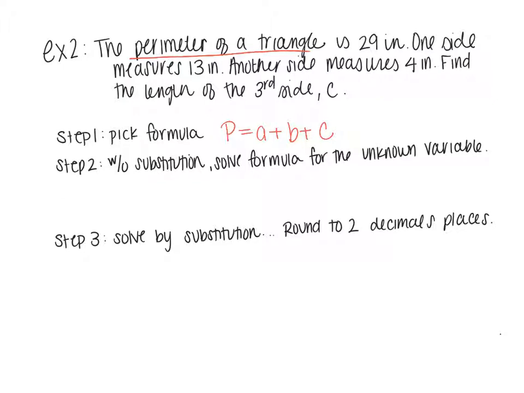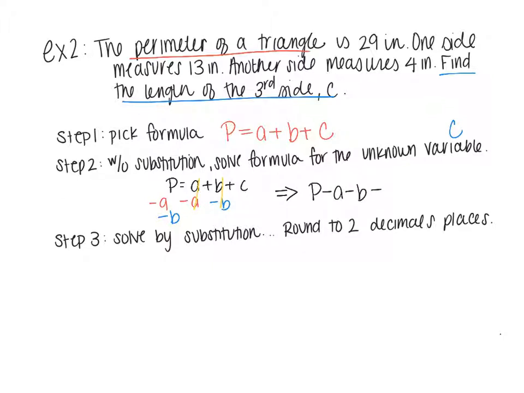Now, without substitution, find the unknown variable. Well, the unknown variable is what I'm looking for. And the last sentence says find the length of the third side C, so my unknown variable is C. So I'm going to solve the perimeter for C. So to undo plus A and plus B, I'm going to minus A, minus A, minus B, minus B. So these will cancel, leaving me with P minus A minus B equals C.